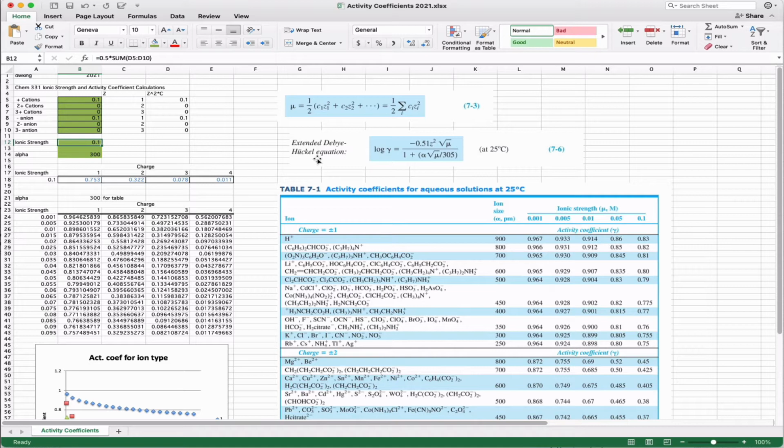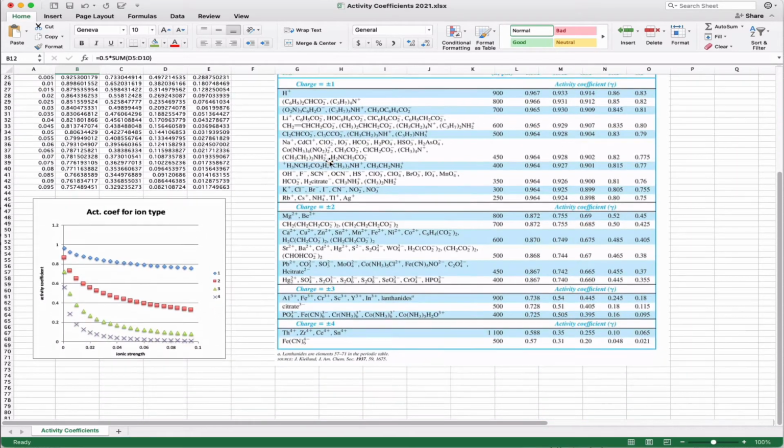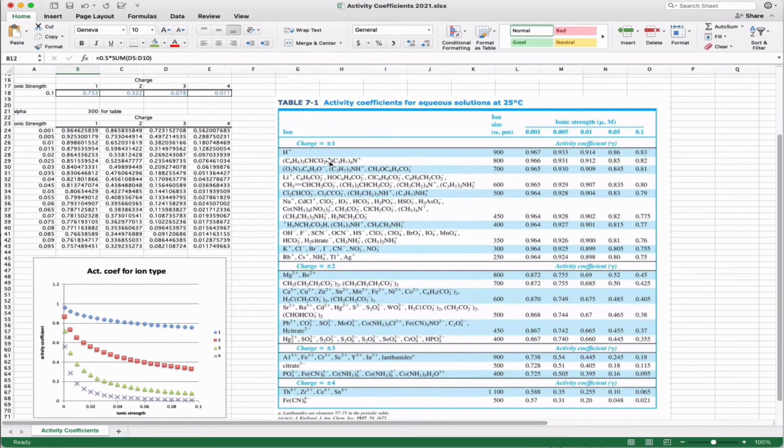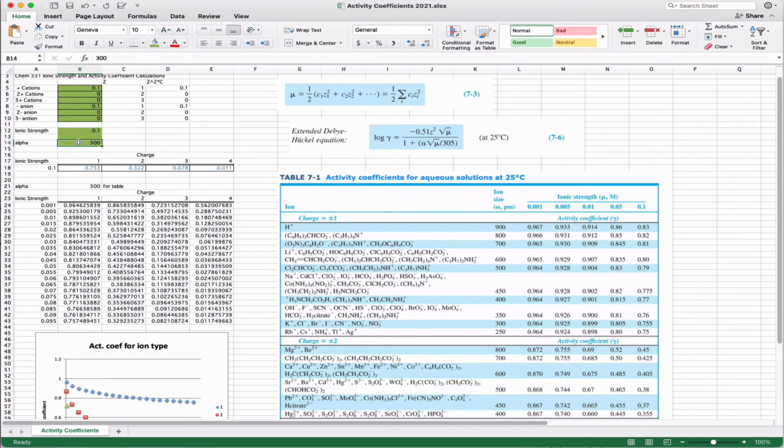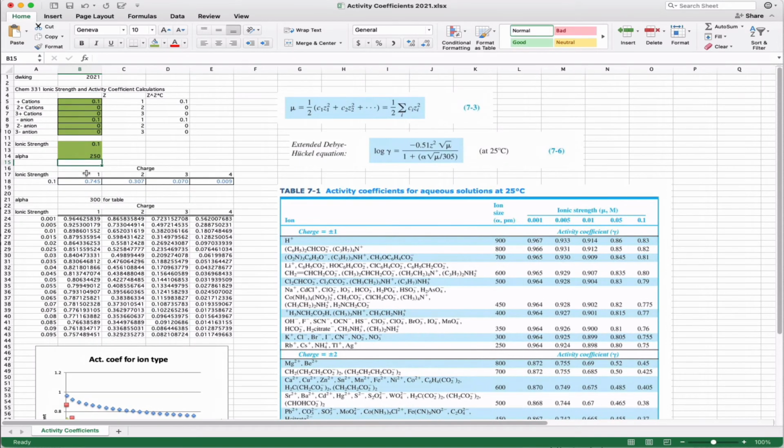So let's go ahead and do the silver ion first. So you'd go down into the table of activity coefficients, and particularly the ion size parameter, and you find the ion you're working with. There's silver plus. Its ion size parameter is 250 picometers, excuse me. So I'm going to put in the 250 here. And it's a plus or minus 1. It's a +1 species.